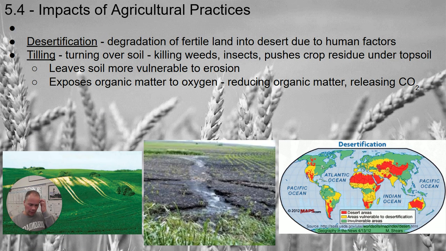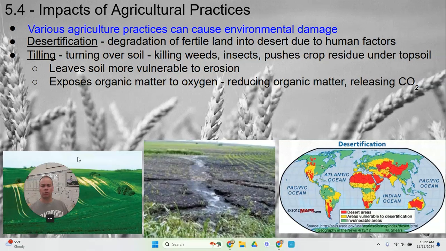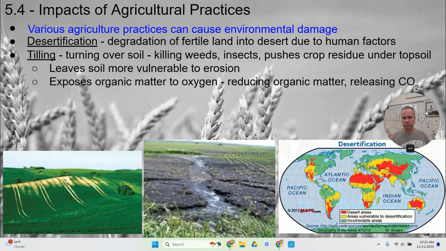So how do agricultural practices affect the earth? And that's what we're going to be talking about in topic 5.4. There's many different types of agricultural practices that are used in different areas throughout the world, depending on the crops and the climate, etc. And different types of agricultural practices have different levels of impact and different types of impacts. So we're going to just kind of talk about some of these impacts because they can be environmentally damaging.